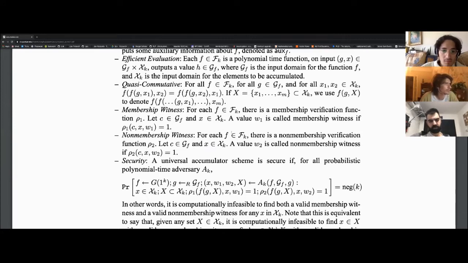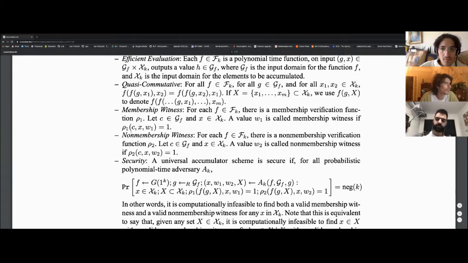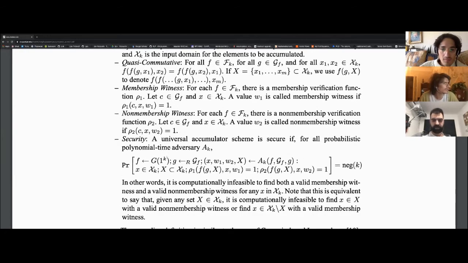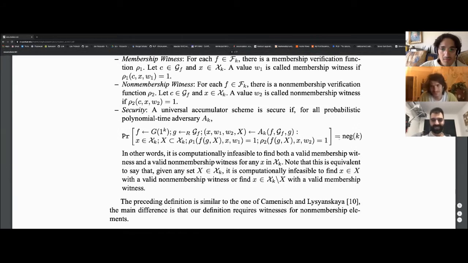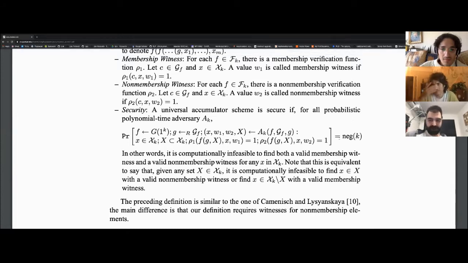That's it. So notation: w1 is going to be a membership witness, rho 1 is going to be the verify membership witness function, and rho 2 is the verify non-membership function. We'll get to that. Just to be clear, security just means that you cannot find bad witnesses. The probability of finding bad witnesses is a negligible function of k. In other words, it is computationally infeasible to find both a valid membership witness and a valid non-membership witness for any x in X_k. So it's also called collision freeness.